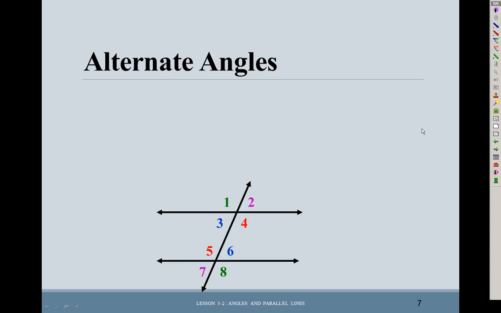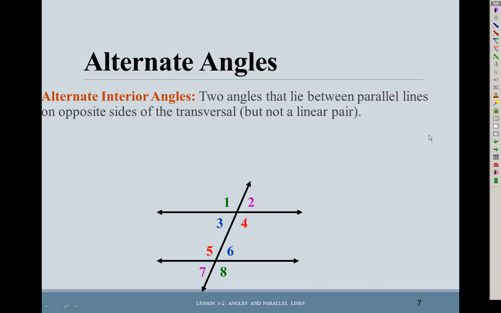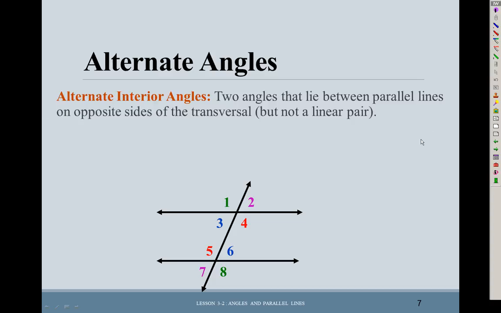What about the alternate angles? The alternate interior angles, like 3 and 6, 4 and 5, they're on opposite corners between the two lines. Those are congruent, so make those pairs congruent. 3 and 6 are both acute. 4 and 5 are both obtuse. Acutes are equal. Obtuses are equal.